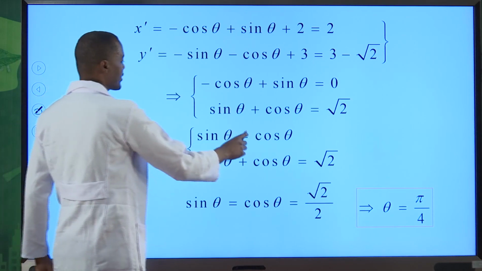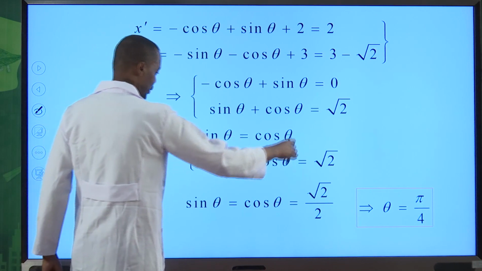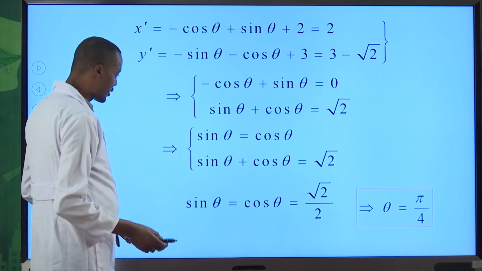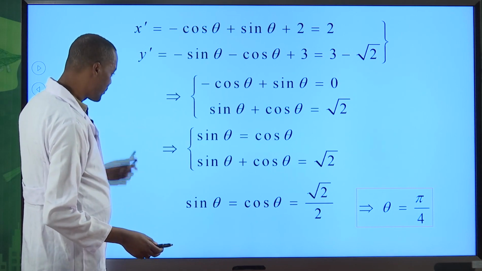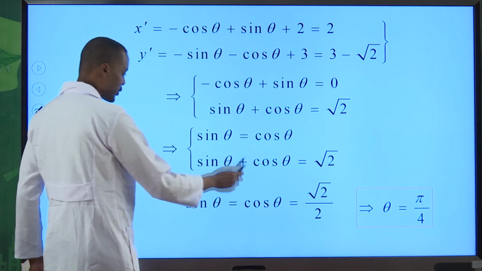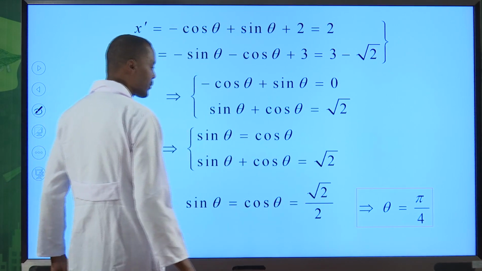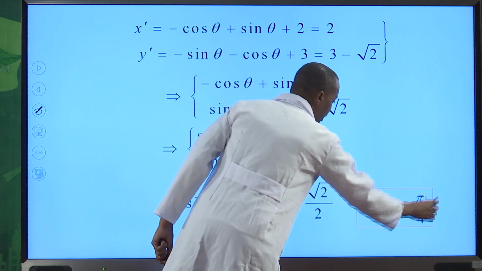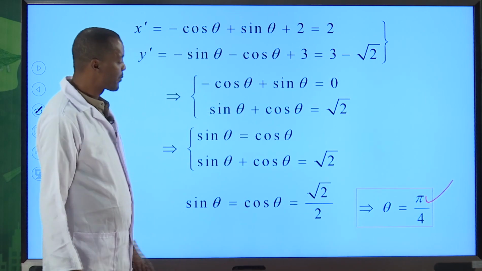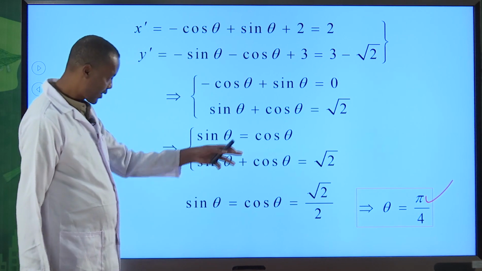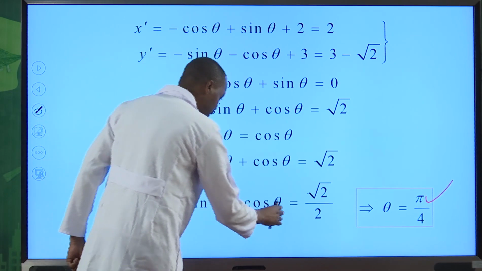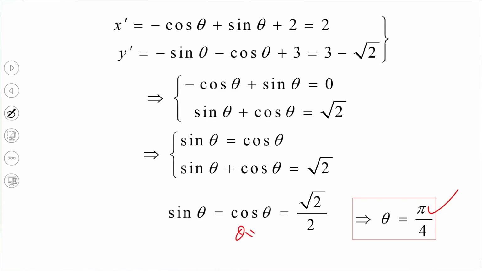Since sine theta is equal to cosine theta and their sum is equal to root 2, sine theta will be equal to cosine theta, which is equal to root 2 over 2. And then theta is simply pi over 4. That is what is requested, and it is very easy to verify, because if cosine theta is root 2 over 2, theta is simply the cosine inverse of root 2 over 2, which is pi over 4 or 45 degrees.